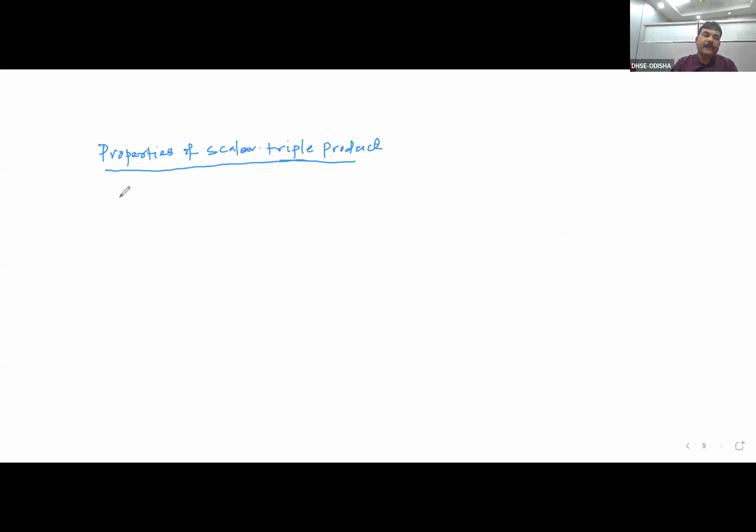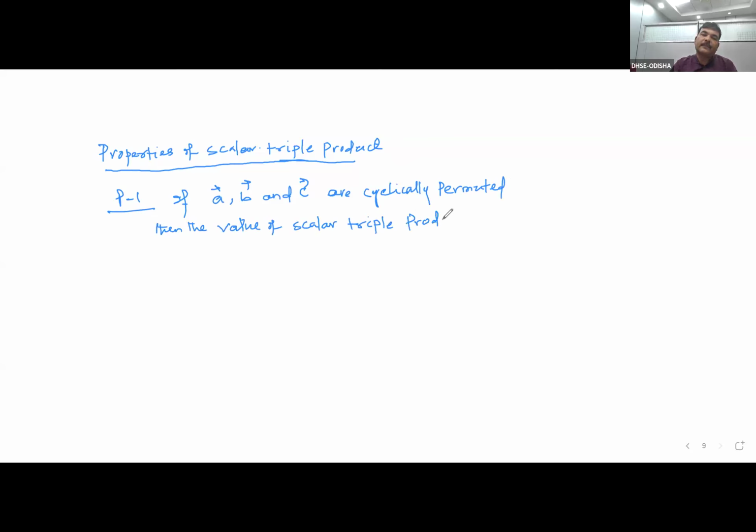Property 1. If A bar, B bar and C bar are cyclically permuted, then the value of the scalar triple product remains unchanged.